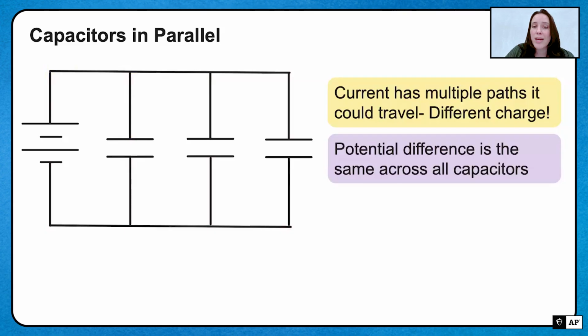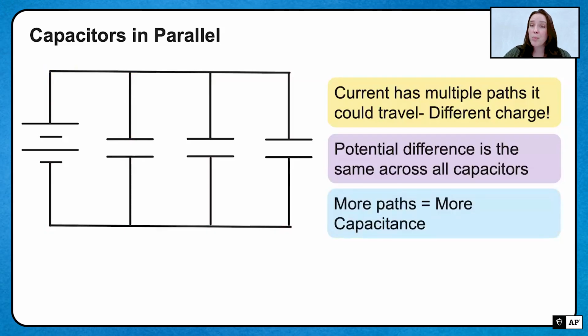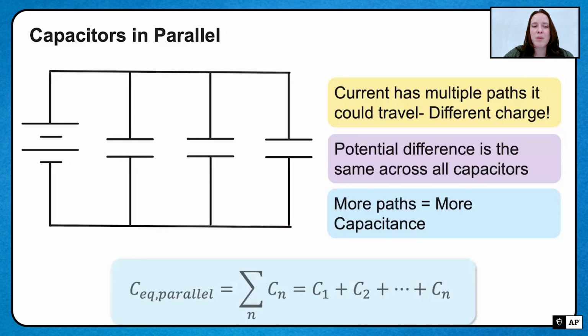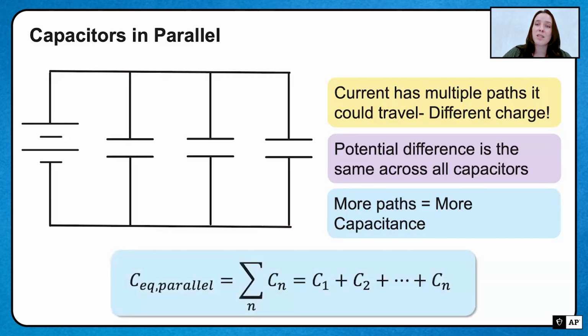Alrighty, so in that case, with more paths, we now have more places to accumulate charge. So more paths gives us more capacitance. We can store more charge in this circuit, which means our equivalent capacitance is just going to be the sum of those capacitors, which is the opposite of resistors. So remember, they're flip-flopped.